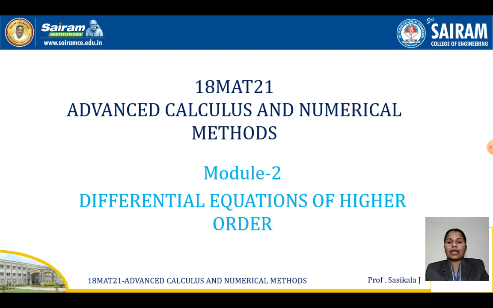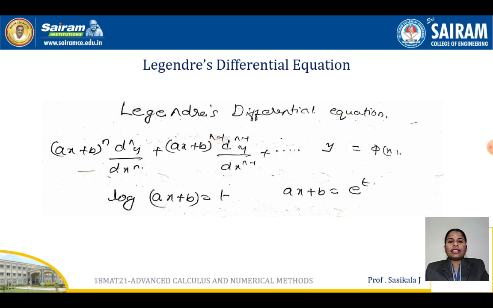You can see that Legendre's differential equation, the general format, is (ax plus b) the whole power n, d power n y by dx power n, plus (ax plus b) the whole power n minus 1 into d power n minus 1 y by dx power n minus 1, plus etc., plus y, which is equal to phi of x. So the coefficient of your nth order derivative is (ax plus b) the whole power n, right?